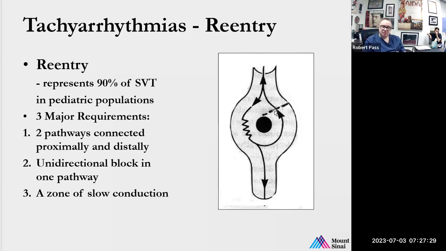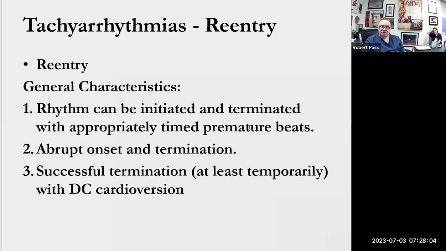However, if you put in a premature beat that exceeds the refractory period of one pathway, but can still be conducted by the other, it will allow conduction through one pathway and not the other. However, if you don't have a zone of slow conduction, by the time the impulse comes around, this other pathway that was just blocked with that premature beat will still be refractory, which is why you need the slow zone in this loop in order to allow for the other pathway to no longer be refractory. So premature timed beats can induce or terminate tachycardia.